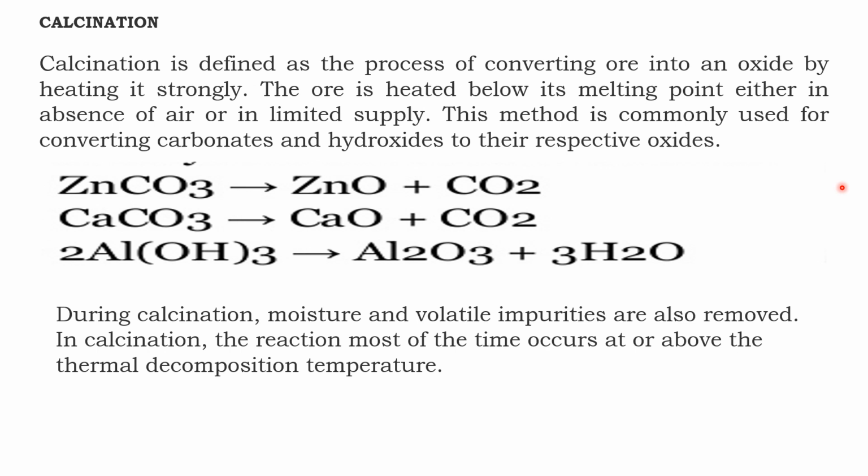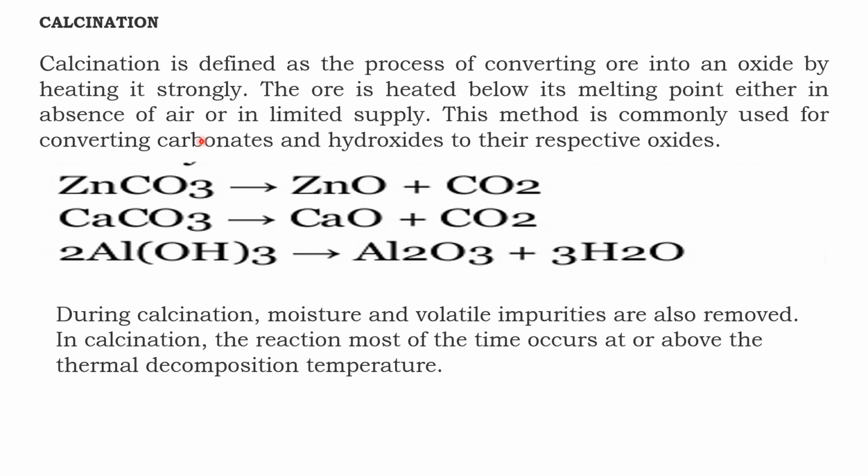The first pyrometallurgical process is calcination. Calcination is the process by which we are converting usually the hydroxides and carbonates, by heating at high temperature, to the corresponding oxides.